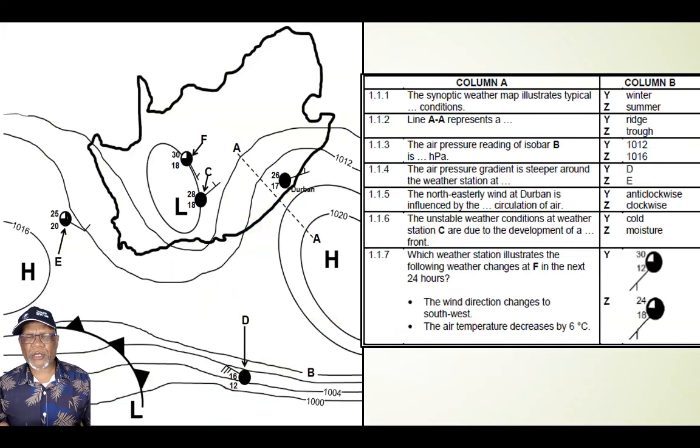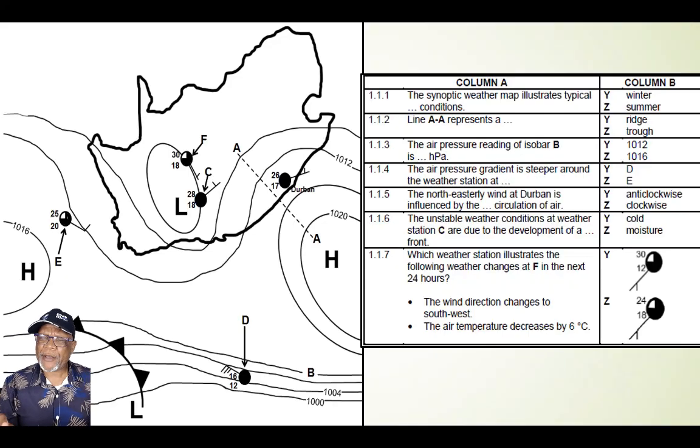Now, let's quickly go to this synoptic weather map. This is what the examiners are currently using as a synoptic weather map. They no longer use those synoptic weather maps that are very full of diagrams, but it does not mean they will not use those. But the current trend with examiners is that they draw their own coastline of South Africa and simply put the features that they want to assess you on. So what we have there is a synoptic weather map.